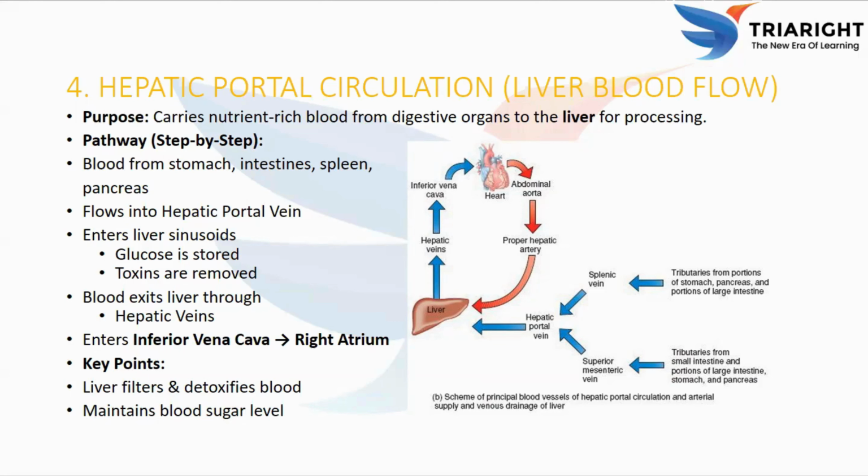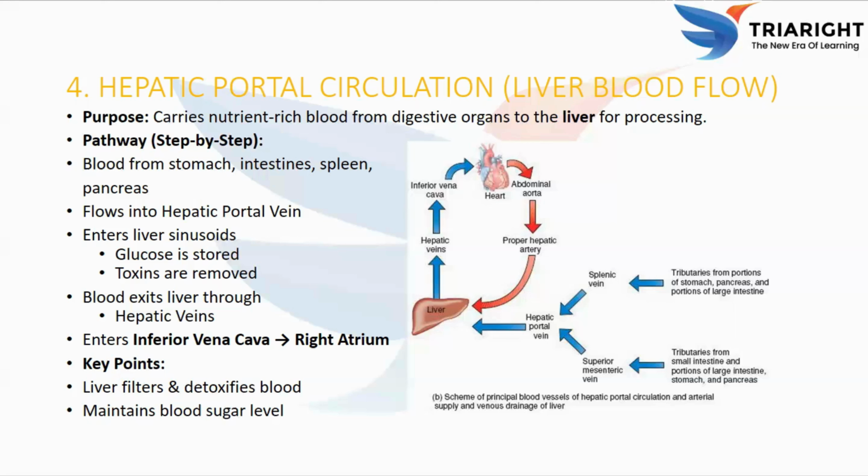So what is the pathway of the hepatic portal circulation? It starts from the digestive organs, right? After eating, the blood from the stomach, intestine, spleen, and pancreas absorbs the nutrients like glucose, amino acids, and vitamins. This blood also contains the toxins or waste from the food digestion, right? And this nutrient-rich blood is collected into the hepatic portal vein. This is a special vein that does not go directly to the heart, right? So it first goes to the liver.